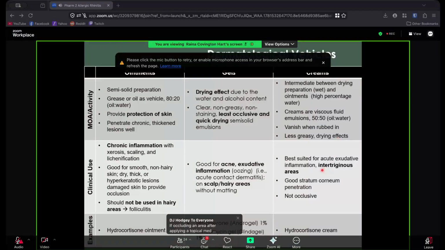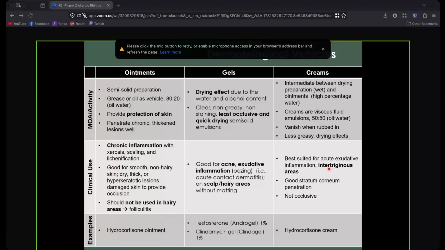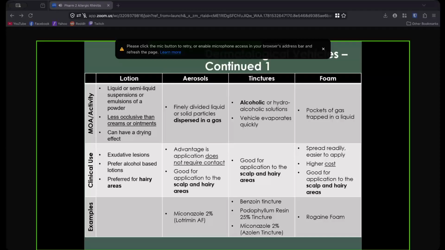Looking at this, making sure that you're, again, paying attention to inflammation, and then in those thinner areas that we talked about before, right? So you're seeing this pop up again, good penetration, not occlusive. Again, I will tell you what falls under some of these examples. You don't need to remember the examples.